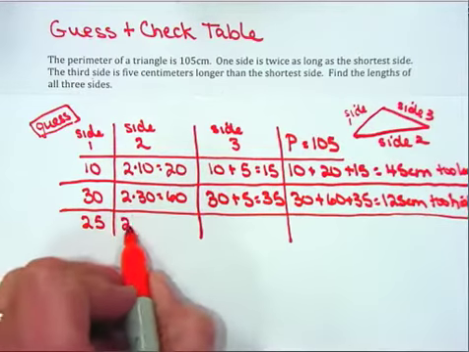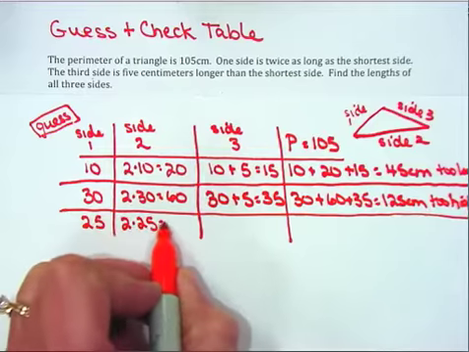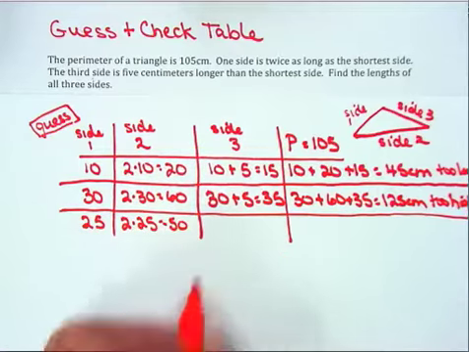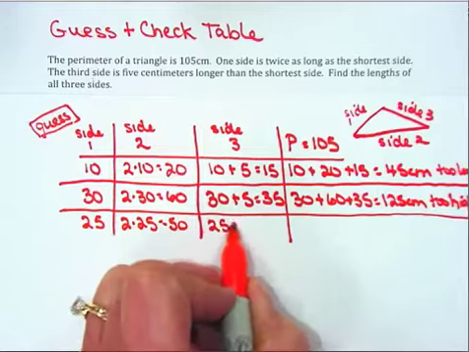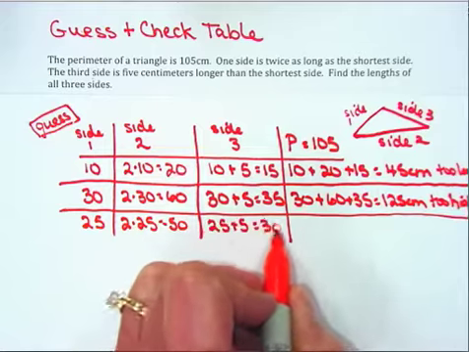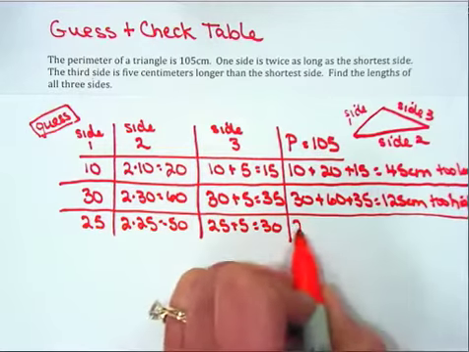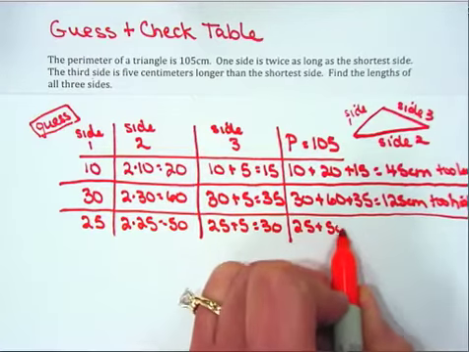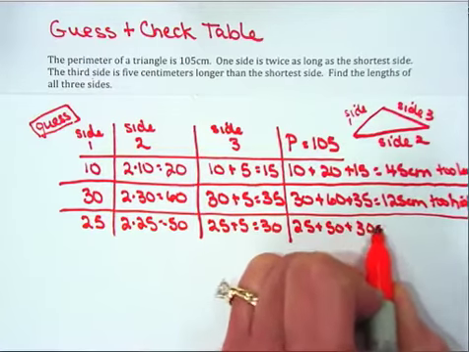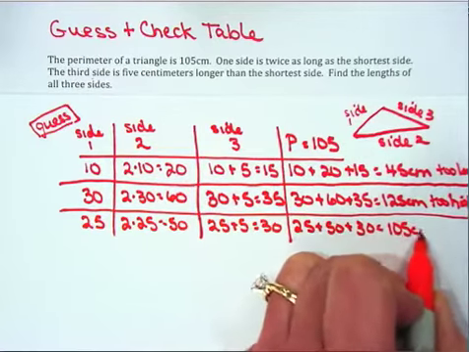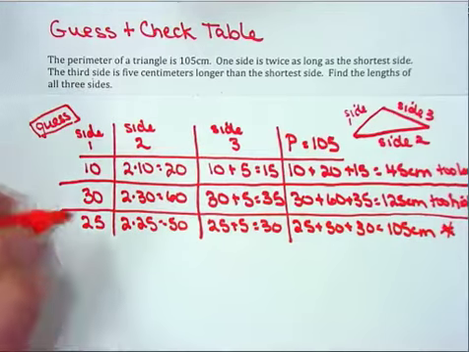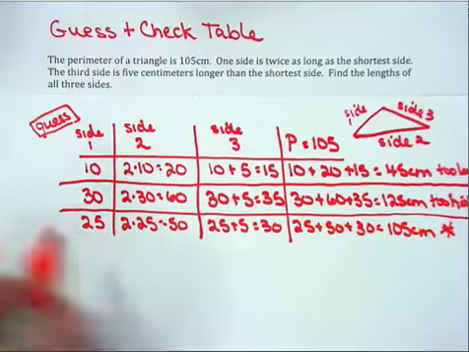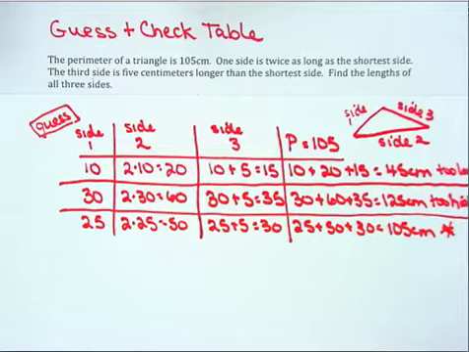Side 2 is twice as big. 2 times 25 equals 50. Side 3 was 5 centimeters longer. 25 plus 5 equals 30. Perimeter, 25 plus 50 plus 30 equals 105 centimeters. Bingo. That's right where I want to be. My guess of 25 works perfectly when I check out my answer relating the other sides to it.